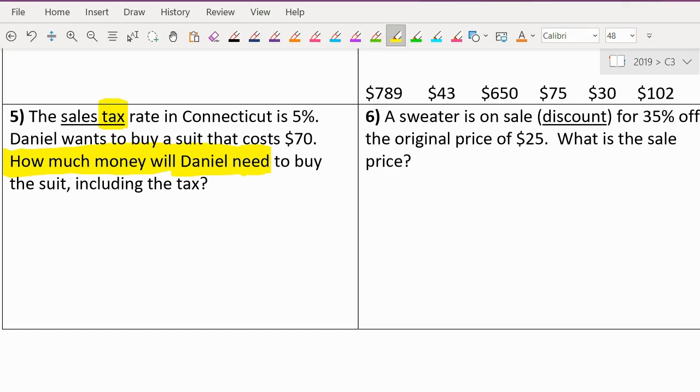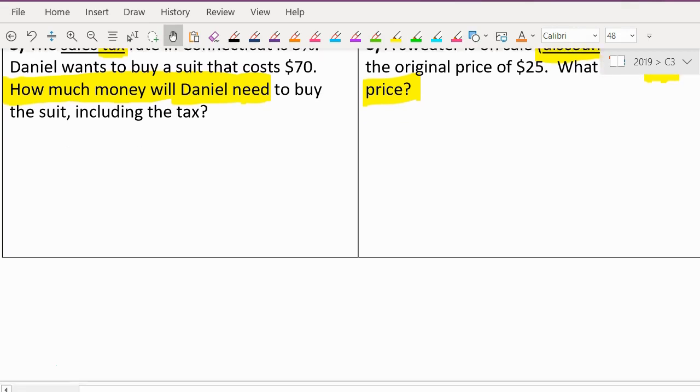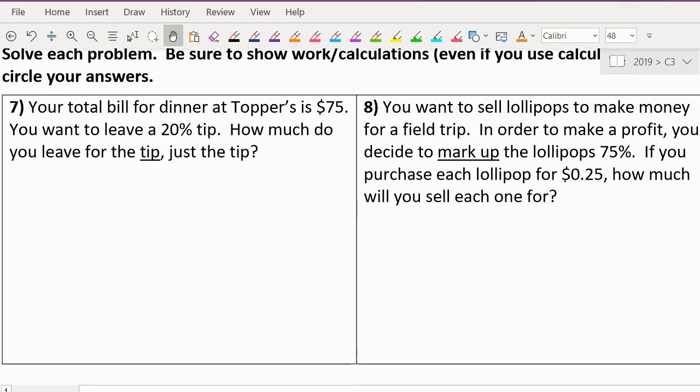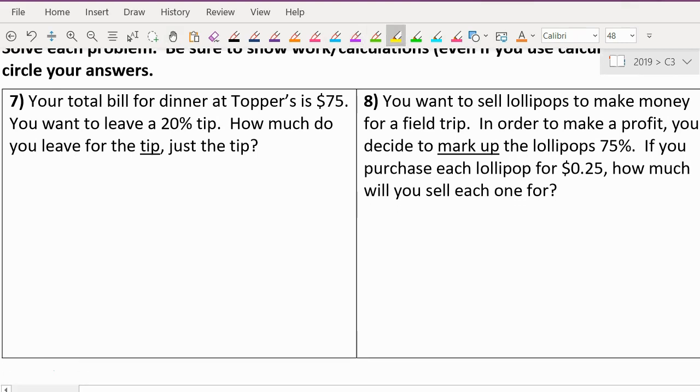Number 6. What's the keyword? Discount. Now are they asking only the discount or are they asking for the final thing? Final thing. They're asking for the final sale price. Okay? Not just the discount. All right, solve each problem. Okay, what are the keywords? Tip, but also total bill. Total after the tip. After the tip.